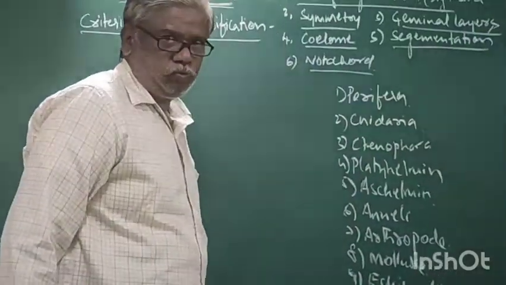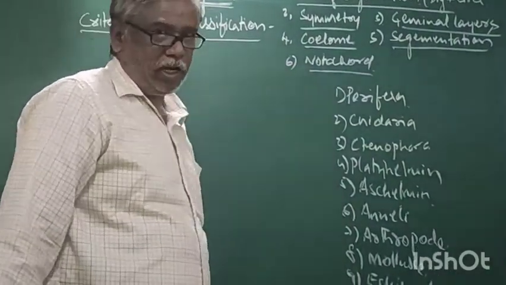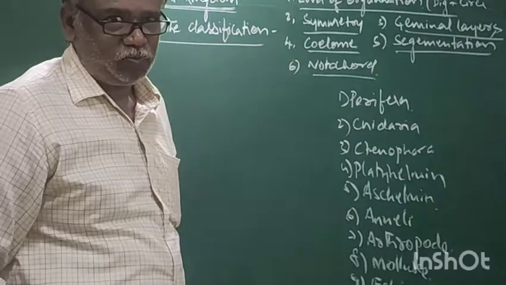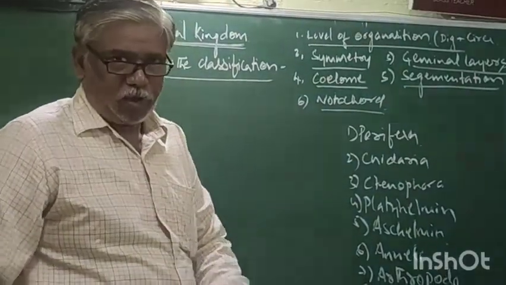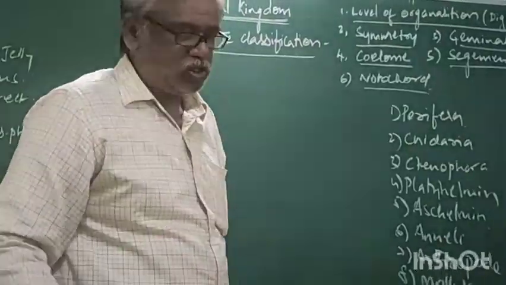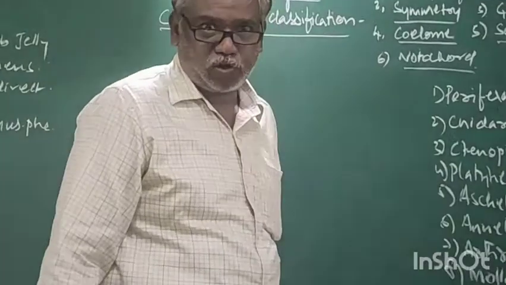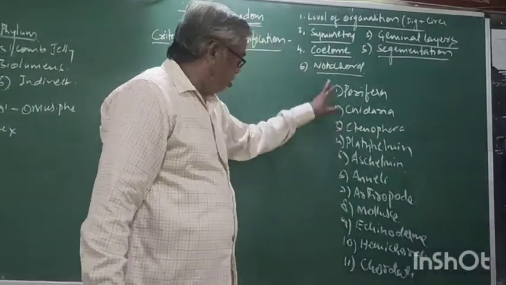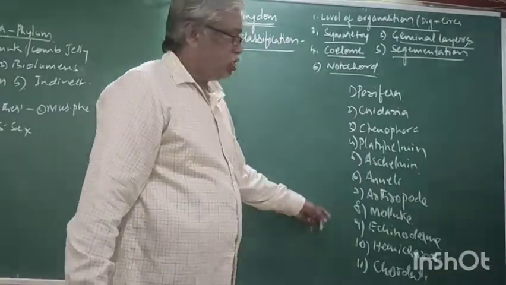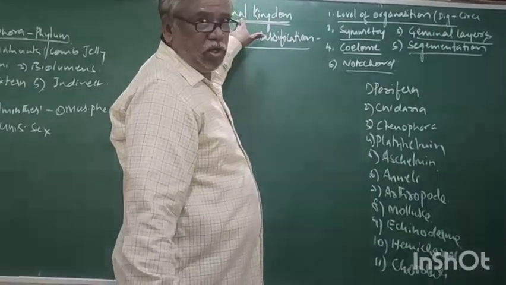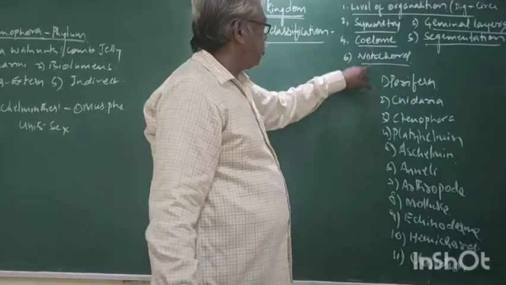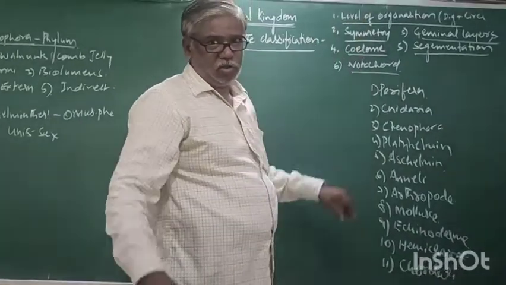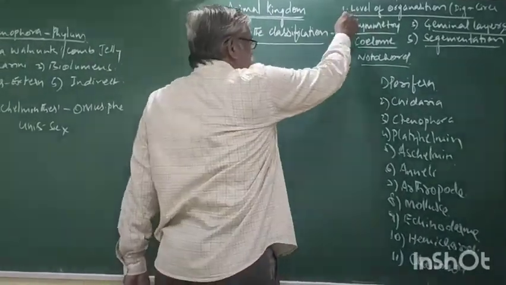These are the phyla, 11 phyla. Actually, 30 phyla are there, but according to our syllabus, we must discuss these 10 phyla characters with examples. But these 11 phyla belong to this kingdom. This classification is based on these characters. Now, one by one. What is the first one?